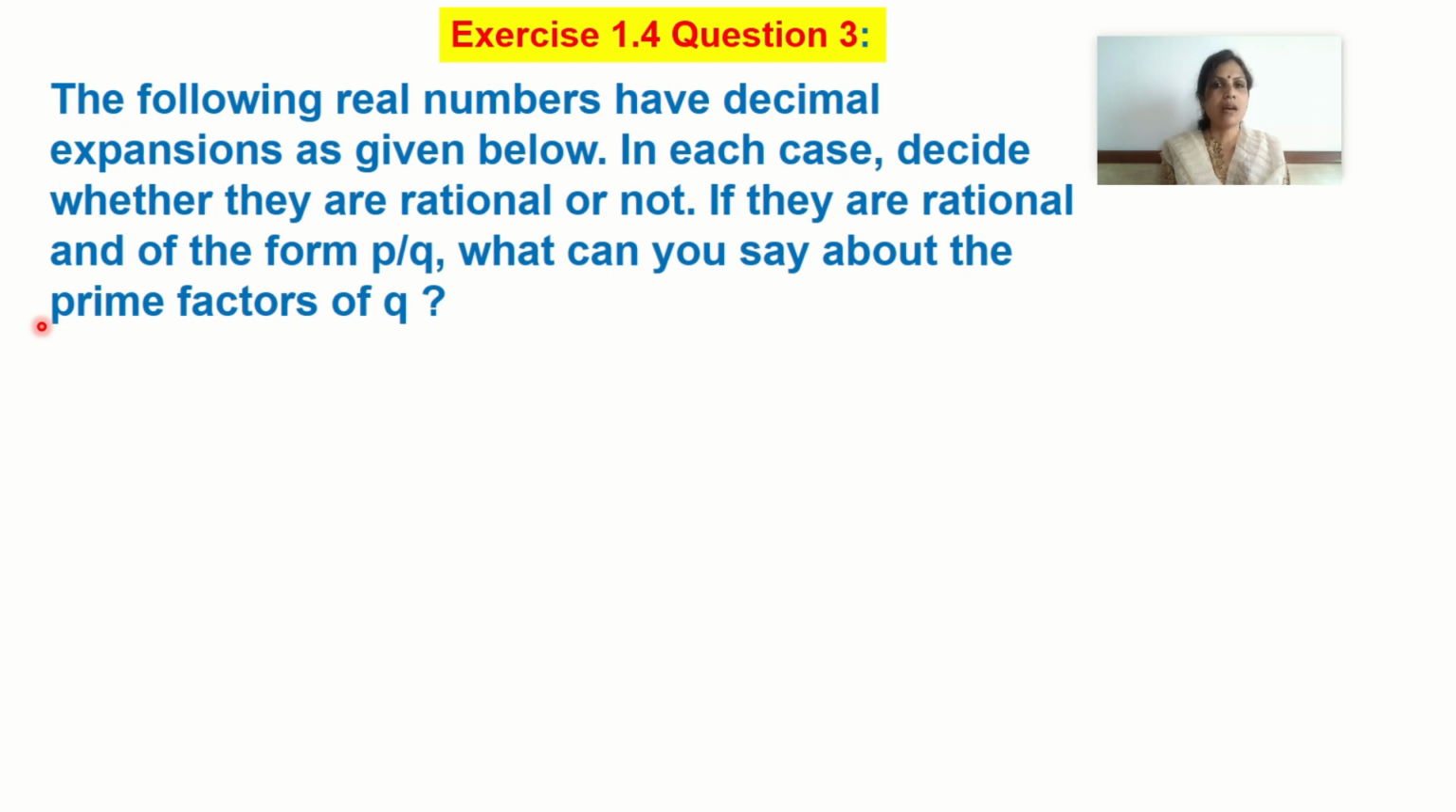Alright, let's see. Your first sum which is given to you is 43.123456789. Children, the number is a huge number, but you can observe that the decimal expansion of this number terminates. Alright, because there are no dots after the number, there is no bar on the number.